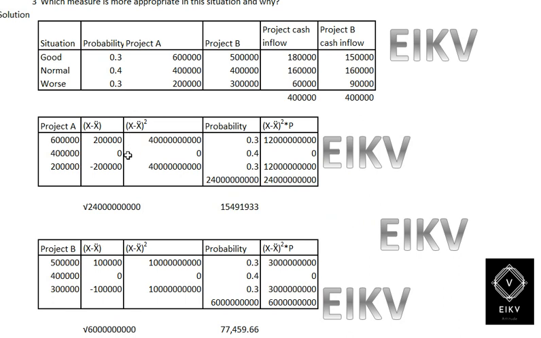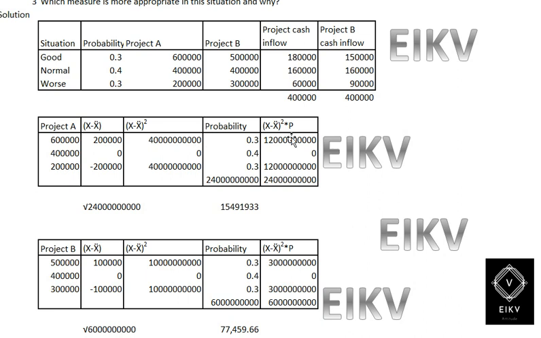After that we need to compute the standard deviations. For the computation of standard deviation we have x minus x dash. So for x dash we have already computed, which is 4 lakh for both the projects. So 4 lakh minus the cash inflow of the project A will be 6 lakh minus 4 lakh, which is 2 lakh. 4 lakh minus 4 lakh is 0. 4 lakh minus 2 lakh will give you negative 2 lakh. 2 lakh minus 4 lakh.